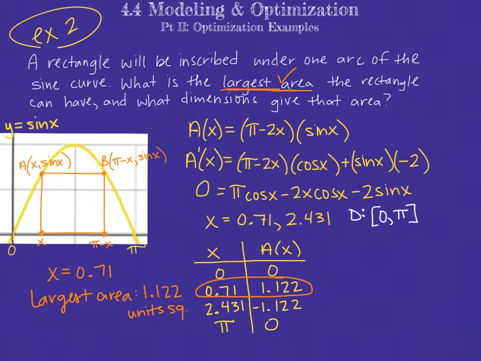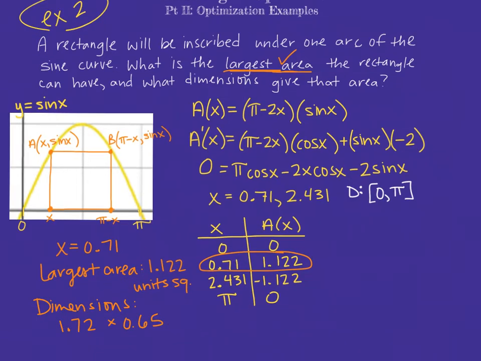Dimensions of the rectangle are base times height. This value here is not simply 0.71. That's this length, the x distance here. This is the base and this is the height of our rectangle. So the base of our rectangle is pi minus 2 times 0.71, and the height of our rectangle is the sine of 0.71. Using our calculator, we can find these values. So plugging in 0.71, the x value that maximized the rectangle's area, the base and the height were 1.72 units by 0.65 units.